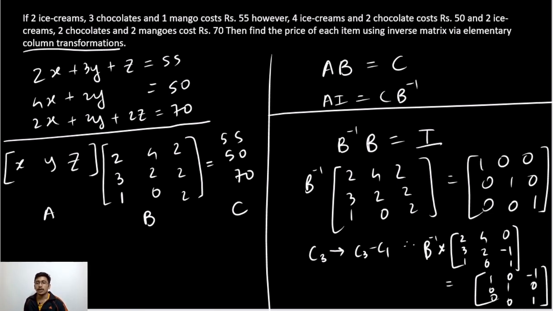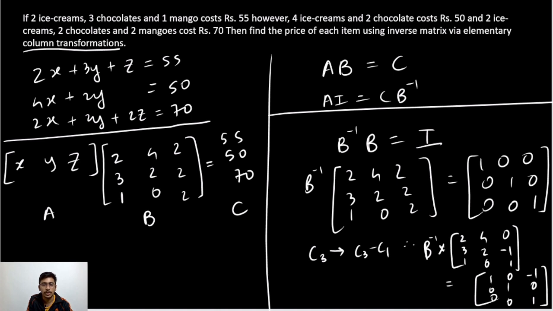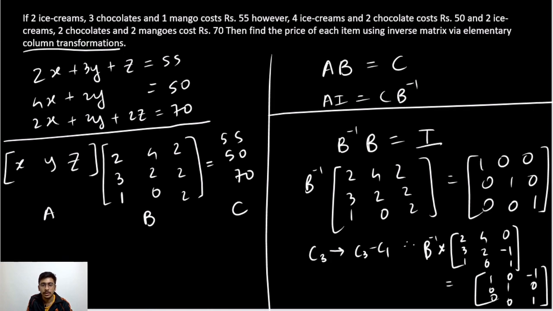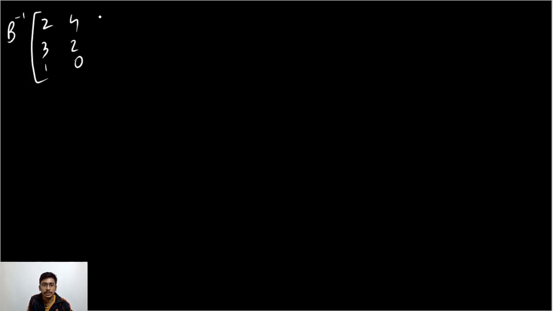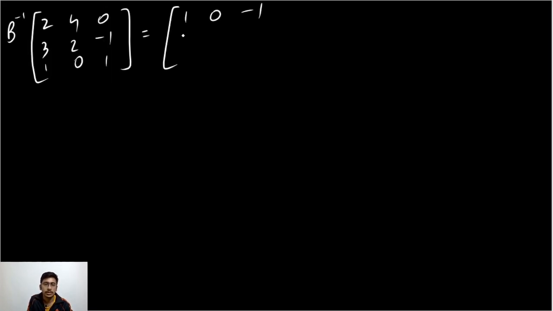It's a long procedure, no doubt, but you can have patience, and we'll be able to do it. So I'll write B inverse into, what is this? 2, 3, 1, 4, 2, 0, and 0, minus 1, 1 equals, what is it equal to? 1, 0, minus 1, 0, 1, 0, 0, 0, 1.